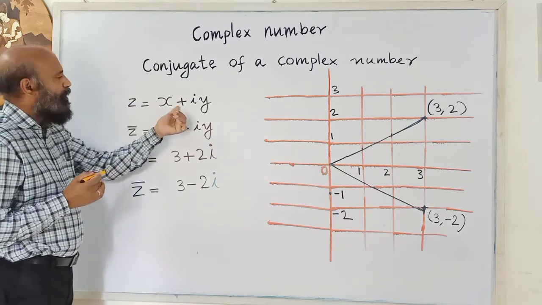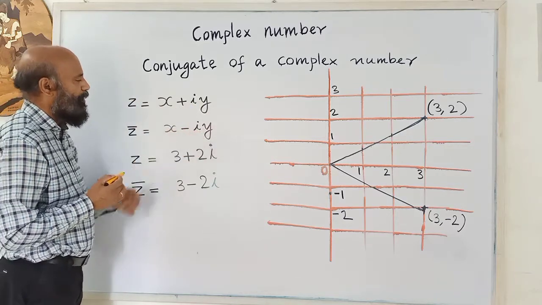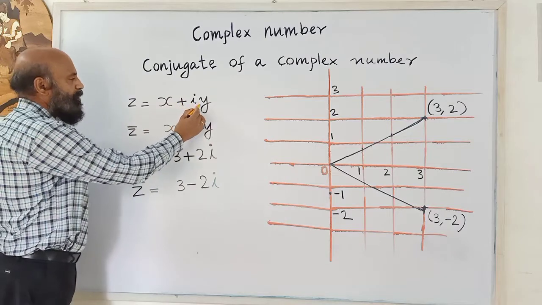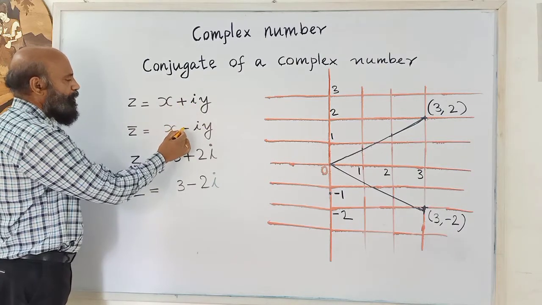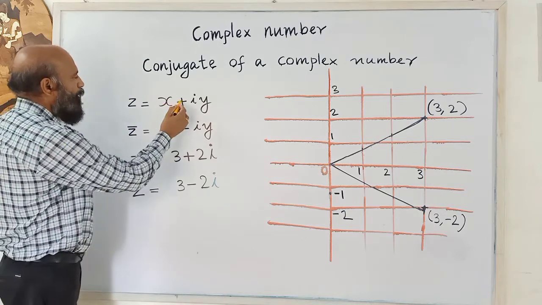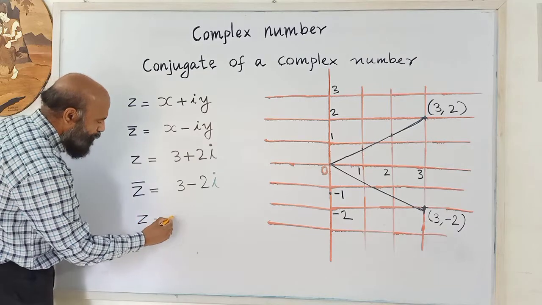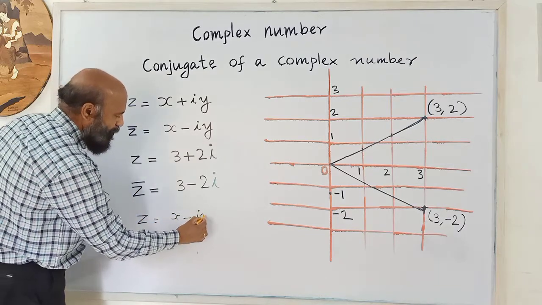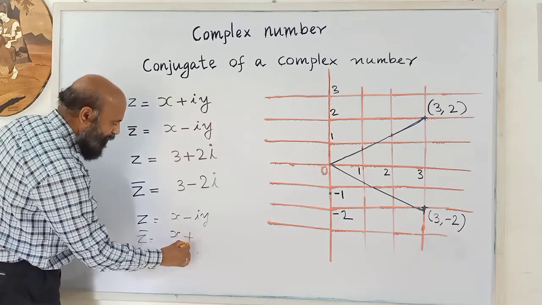If Z is x plus iy, its conjugate is x minus iy. So you have to change the sign of the imaginary part. Here plus, here minus. So if it is a minus, here it will be plus. For another, Z is equal to x minus iy, then Z conjugate will be x plus iy.